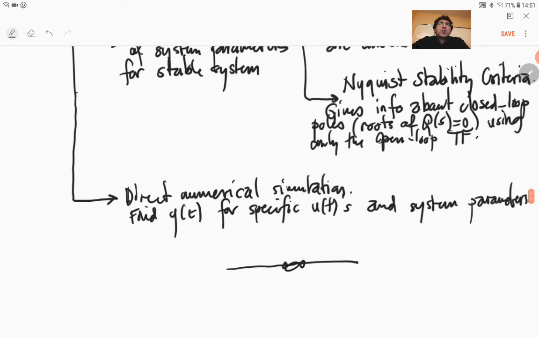So I'm going to continue in the next video using the Routh-Hurwitz criterion, one of the tools. Hurwitz, sorry about that. It's a Hurwitz criterion.